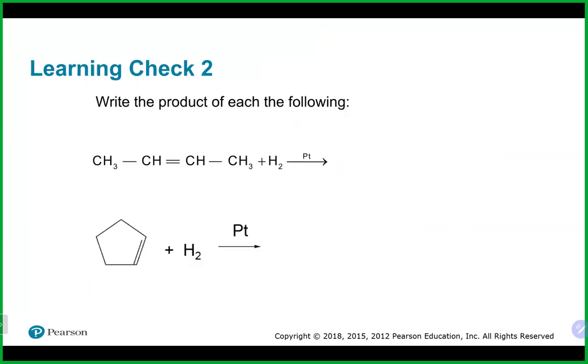All right, a couple others here to draw. Why don't you do these? Let's see what you end up with. And actually, let's make this one something different. We'll do HBr.